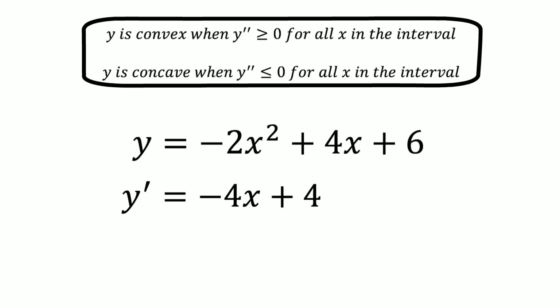Now we are going to compute the second derivative so we can find out whether the function of y equals minus 2x squared plus 4x plus 6 is convex or concave. We use the first order derivative to compute the second order derivative. Using the power rule, we find that the second derivative of y equals negative 4. This means that the second derivative is negative over the complete interval of the function of y, which tells us that the function of y is concave. Really good. We now know properties of the function of y without having drawn or plotted the graph.